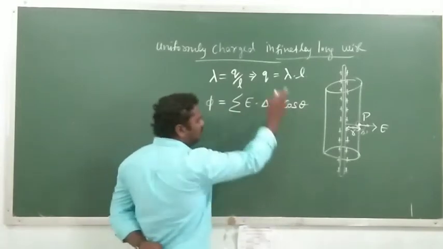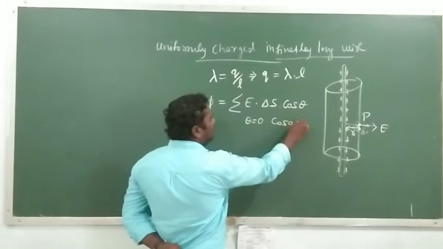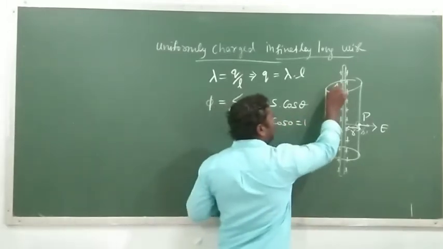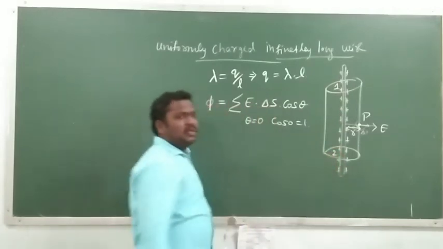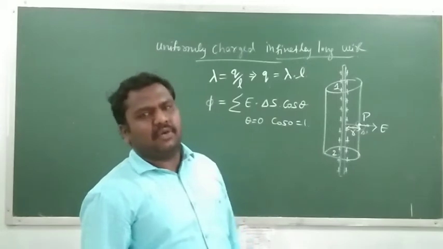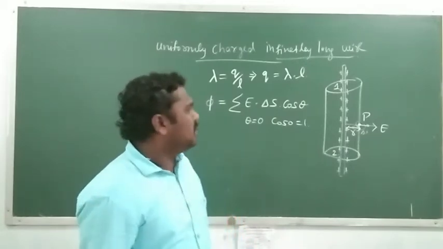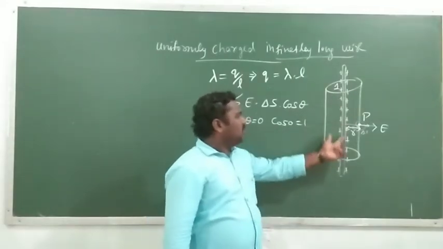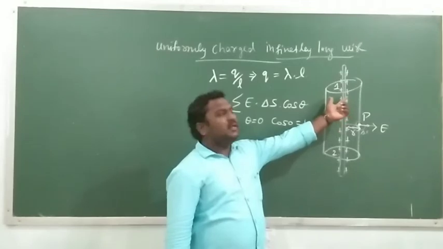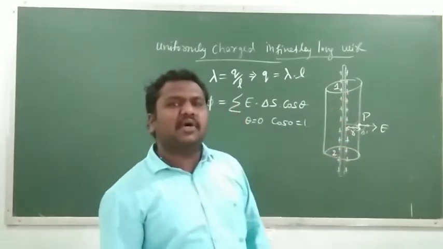And for the curved surface, theta is equal to 0. Therefore, cos 0 is equal to 1. What about the remaining, the top surface and the bottom surface? With respect to the top surface and the bottom surface, the flux becomes 0 because of the 90 degree angle between the electric field and the area vector. So we are just left with the electric flux because of the curved surface.